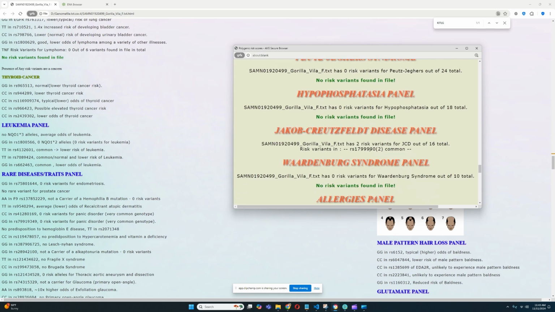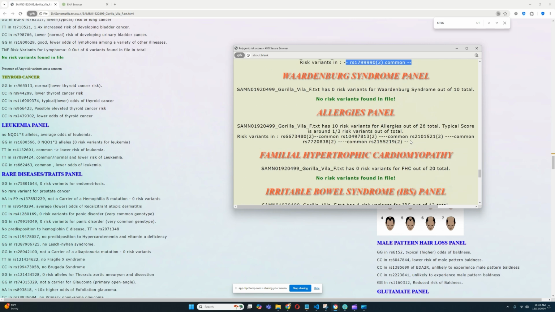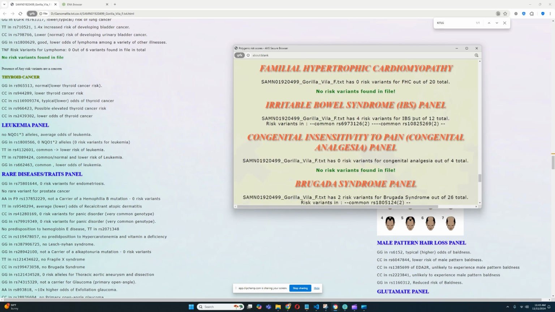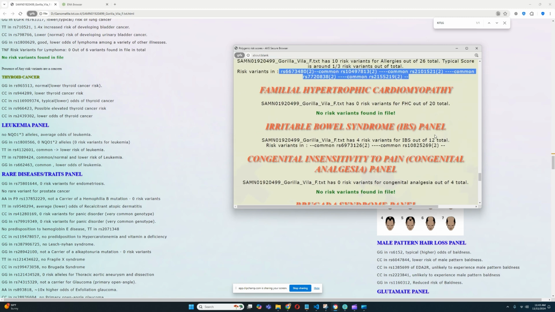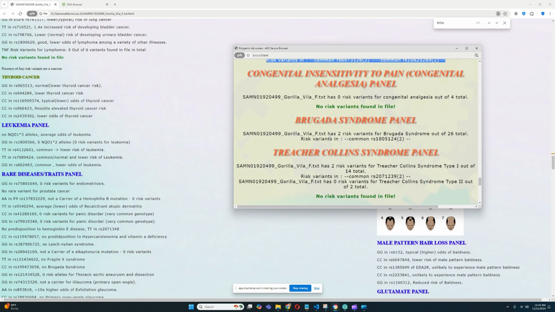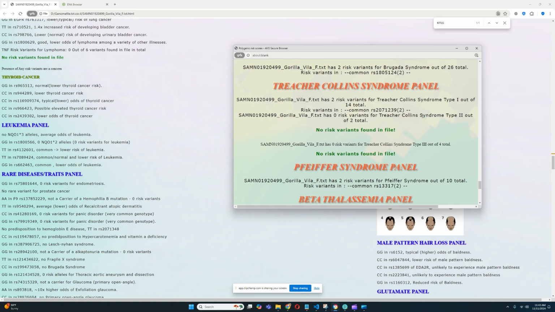She's got 2 risk variants for JCD, Jakob-Creutzfeldt disease. She's got 10 risk variants for allergies out of 26 total, which is coincidentally quite average by human standards, which means an average predisposition to allergies. So that's pretty interesting. She's got 4 risk variants for irritable bowel syndrome out of 12 total. All right. She's got 2 risk variants for Brugada syndrome out of 26 total, 2 risk variants for Treacher Collins type 1, and no risk variants for Treacher Collins type 2.